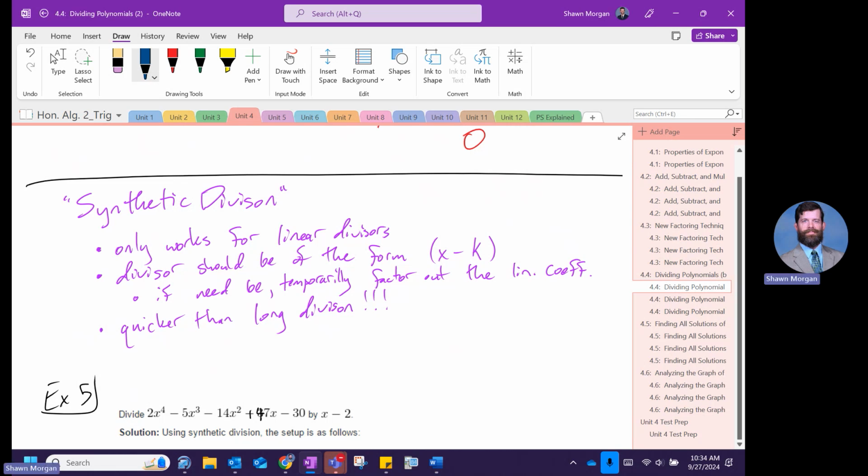If need be, temporarily factor out the linear coefficient. Like that's what I was saying. If this was 2x minus 7 or something, you would bring a 2 out and you'd have negative 7/2 as your k value. All right, so here's what I'm going to do. I'm just going to shut up and show you what synthetic division looks like.